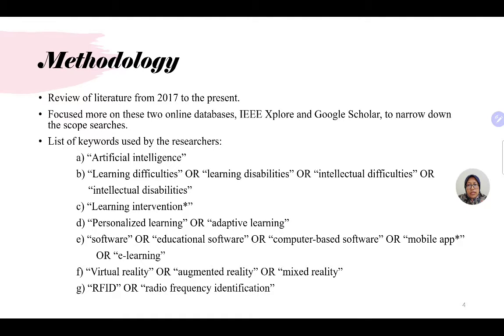So the methodology is a review of the literature from 2017 to the present. Okay, it focused on these two online databases, which are IEEE Xplore and Google Scholar, to narrow down the scope of search. Okay, listed are the keywords used by the researchers.